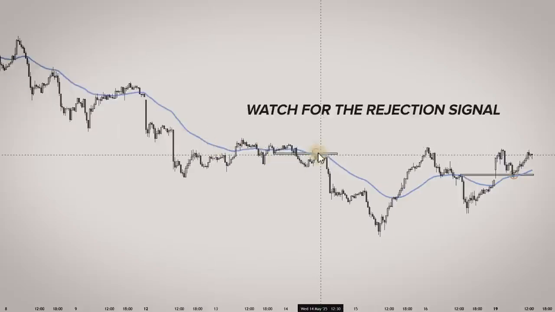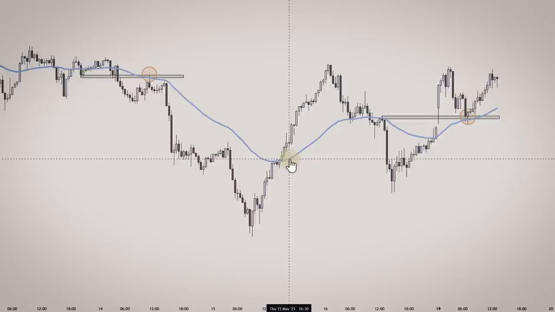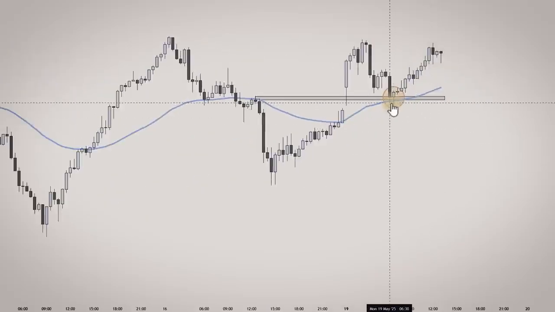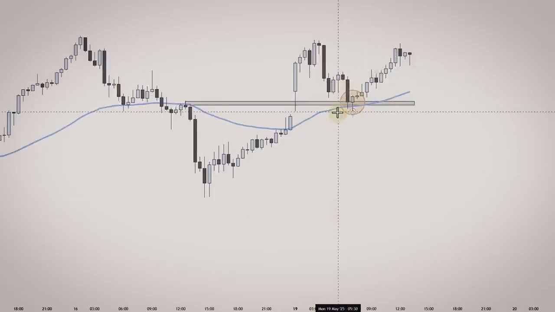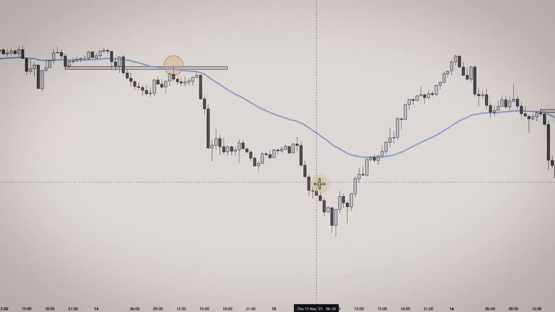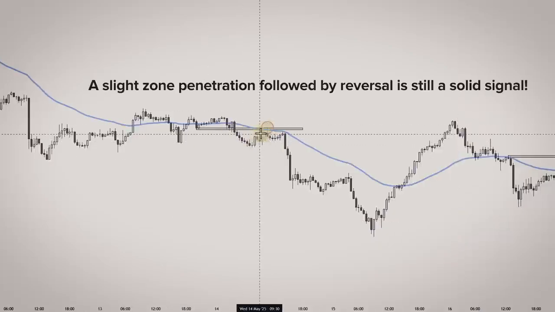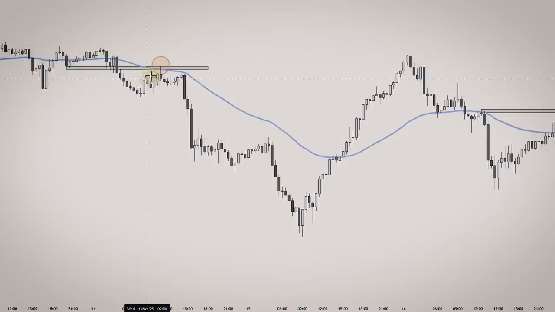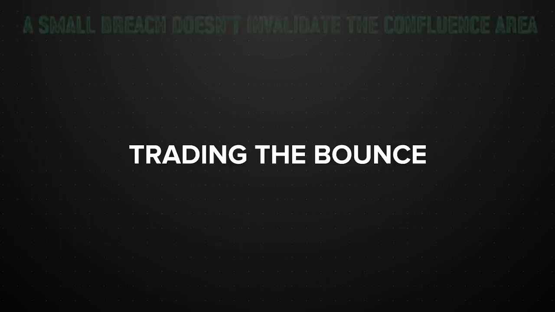When price approaches your confluence zone, watch for the rejection signal. You want to see price kiss and bounce. It touches the zone and immediately reverses, like it hit an invisible wall. Sometimes price will poke through the zone slightly before bouncing. That's normal. Remember, we're thinking in zones, not exact lines. A small breach doesn't invalidate the level.